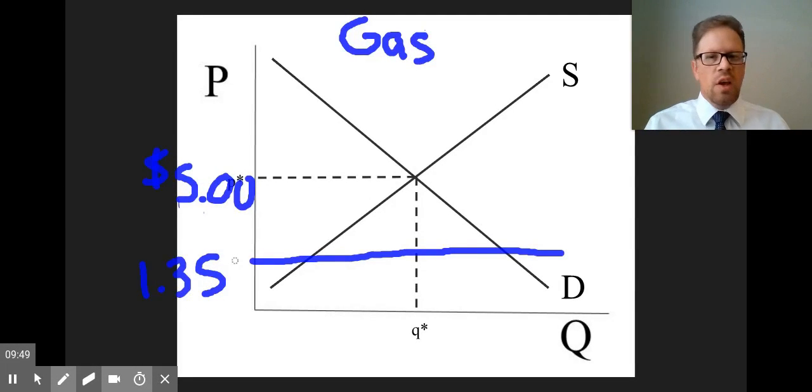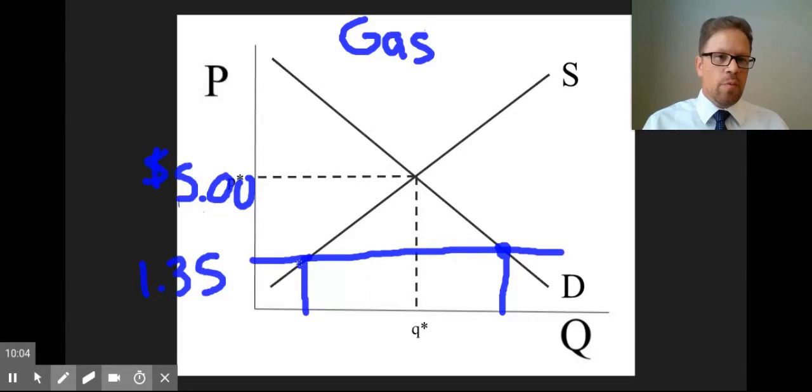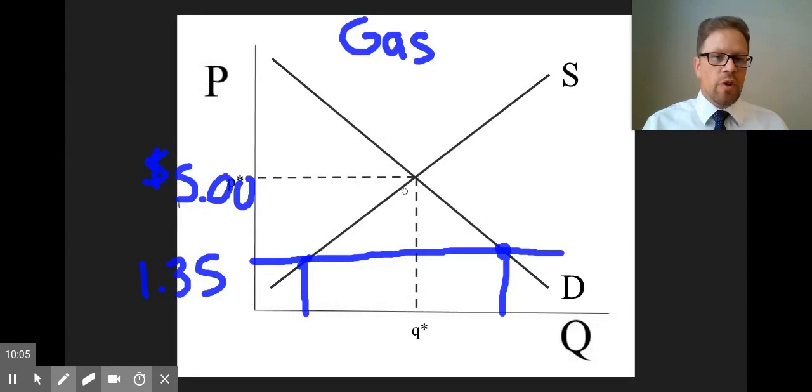So basically, some people were willing to pay upwards of $5 a gallon, which meant that now that prices were lowered, you had a lot of people interested in purchasing gas, but there wasn't enough gas to go around at that price. So therefore, we actually had a shortage.